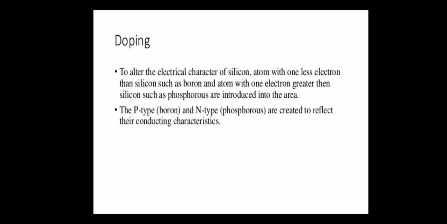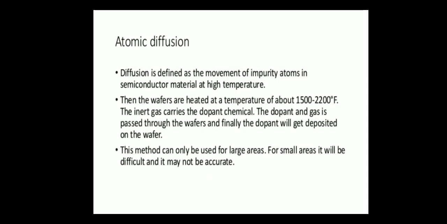Next one is the doping. Doping is nothing but the diffusion of impurities into the silicon chip. This process alters the electrical character of silicon. The p-type and n-type are created to reflect their conducting characters. Also, atoms with one electron less than silicon, such as boron, are infused into it to increase its electrical conductivity. This process is called doping.